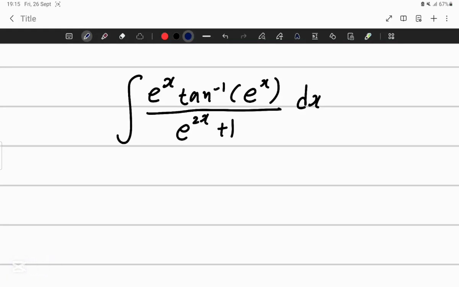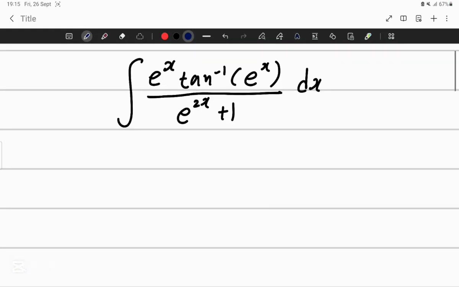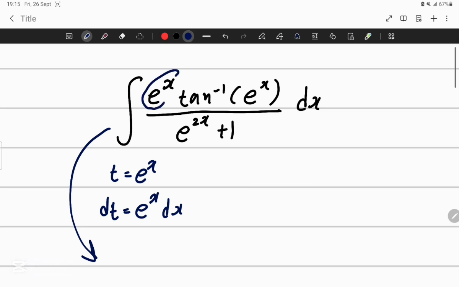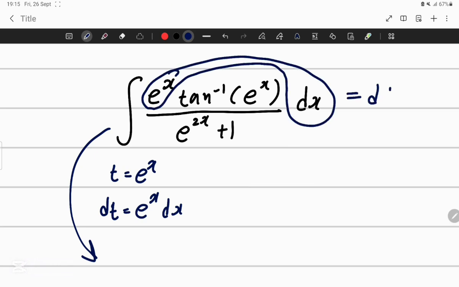So in this video I am going to evaluate this integral problem. Okay, so let's take t is e to the x, so dt is e^x dx, right? So I am going to plug it here. I am going to write e^x with dx. So this is what? This is dt.